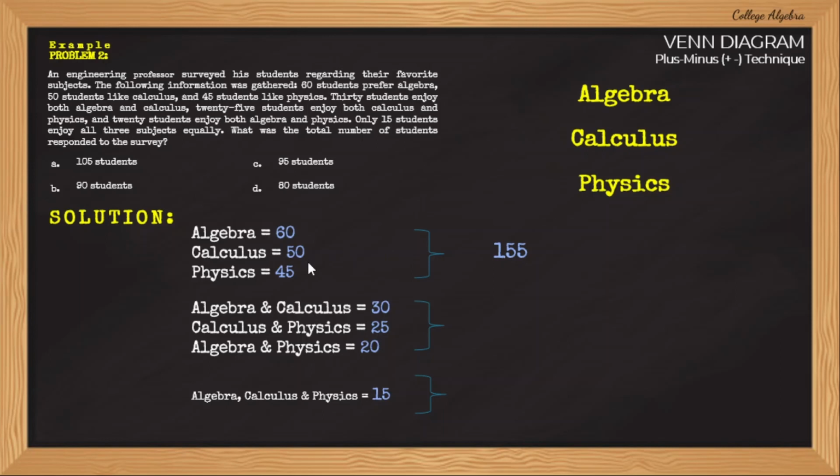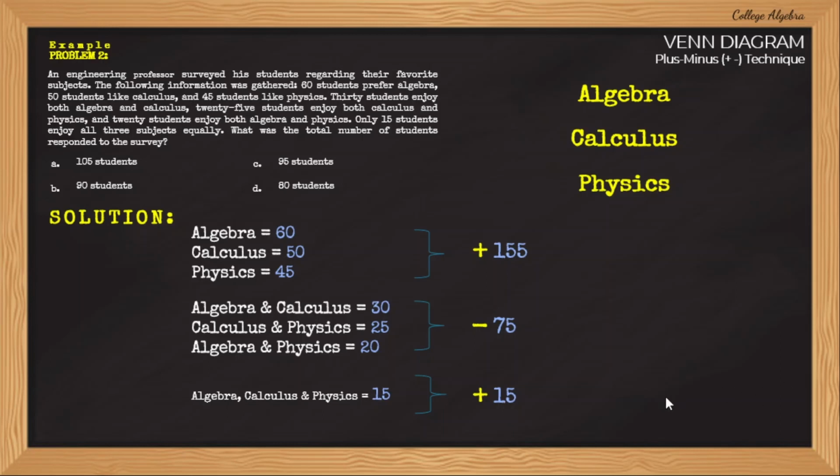So 60 plus 50 plus 45 is 155. Then 30 plus 25 plus 20 is 75. Then of course 15. Next, we need to alternately assign the plus and minus signs for every number here. We always start with plus and then minus and then plus and so on. So again, we apply the plus and minus signs alternately, starting with positive.